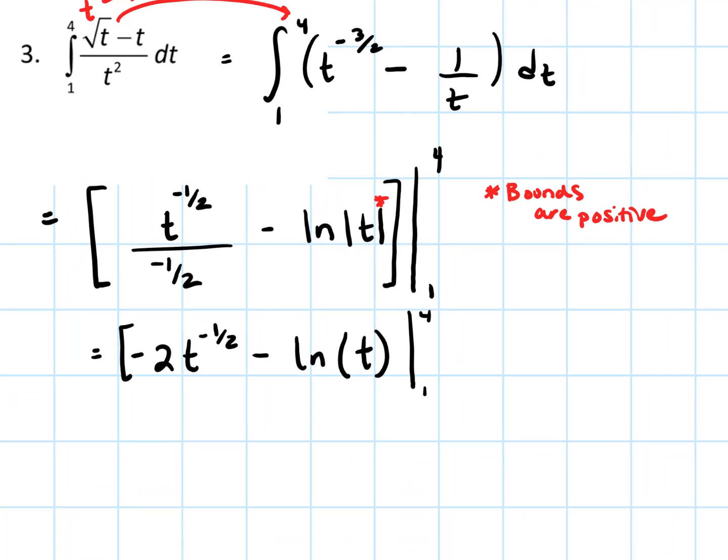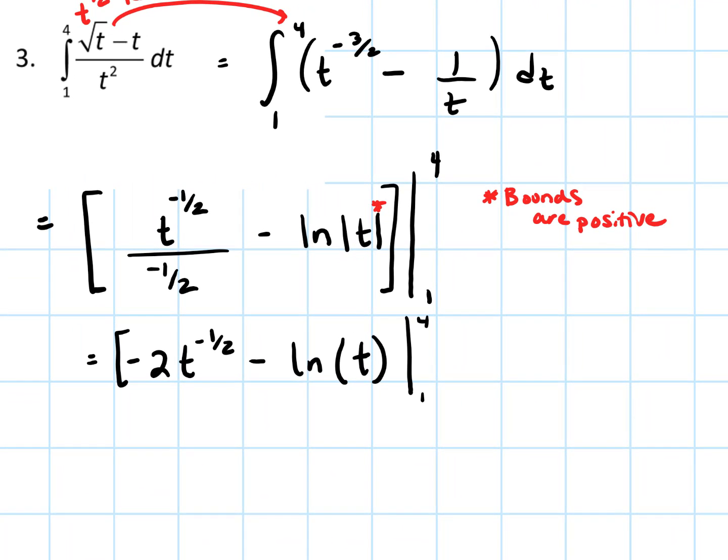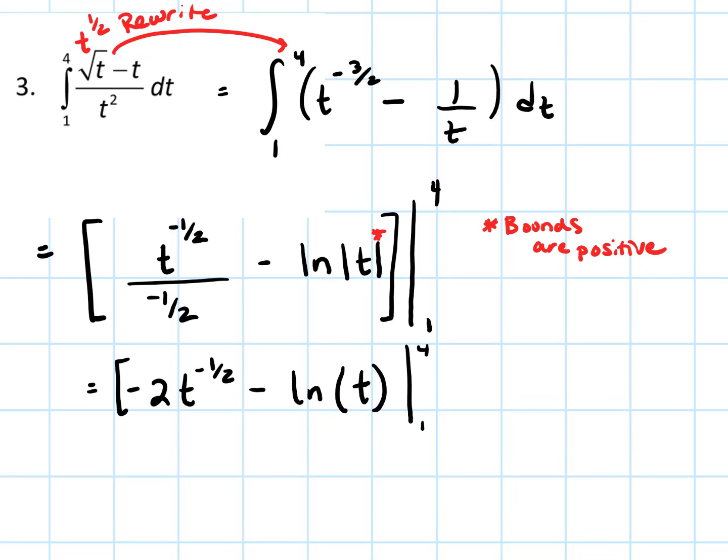Okay, now just as a note here, I already have the antiderivative, right? I have negative 2 t to the negative 1/2 minus the natural log of t. If this had not been a definite integral, if it had been an indefinite integral, I would slap a plus c on this thing and I would be done. But I'm not, right? It's a definite integral, so now I have to evaluate it. So now I need to calculate F of 4 minus F of 1 since it's a definite integral. And so let's do that. So we're going to plug in.